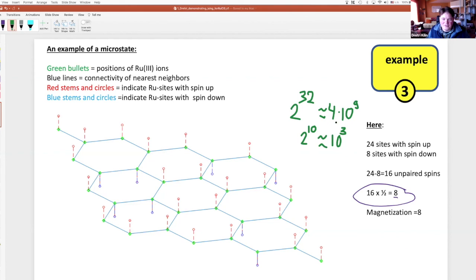4 gigabytes of data if one configuration takes a byte. So it's doable, but maybe a little too much. So I was not doing a systematic scan of all microstates. Okay, thanks. Many thanks, everyone, for the questions.